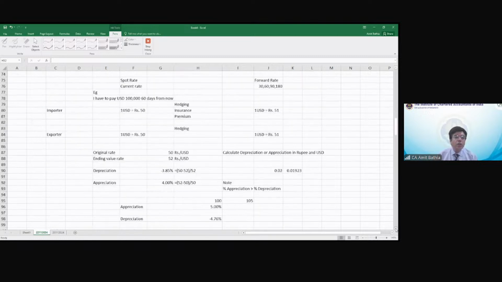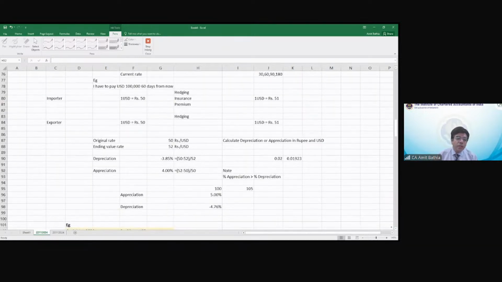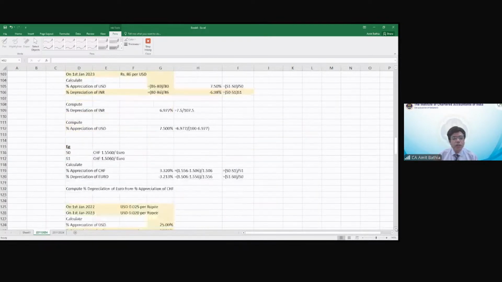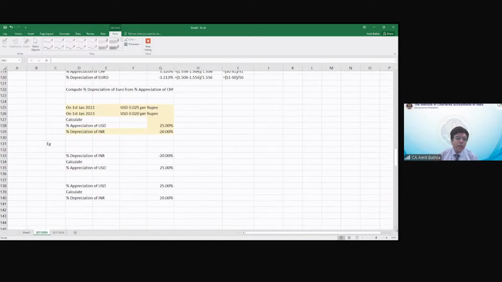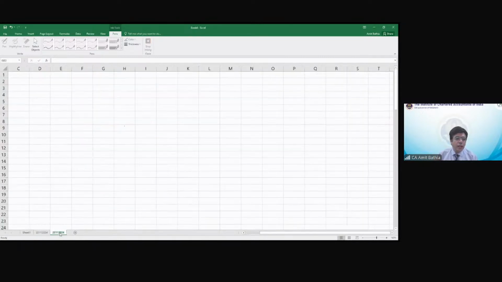And thereafter, we also looked at how to compute appreciation or depreciation in the currency, how to compute appreciation from the depreciation of another currency or vice versa, right? Because whenever there are two currencies, if one appreciates, the other one obviously depreciates. So this is where we had stopped in the last session. Now we are going to go further ahead and build on that.